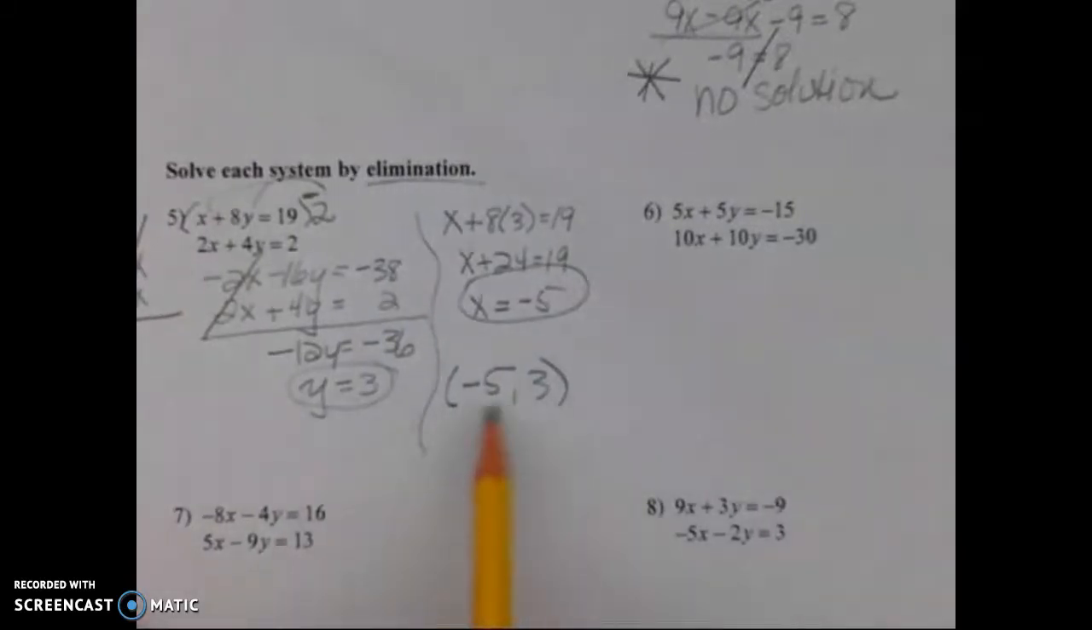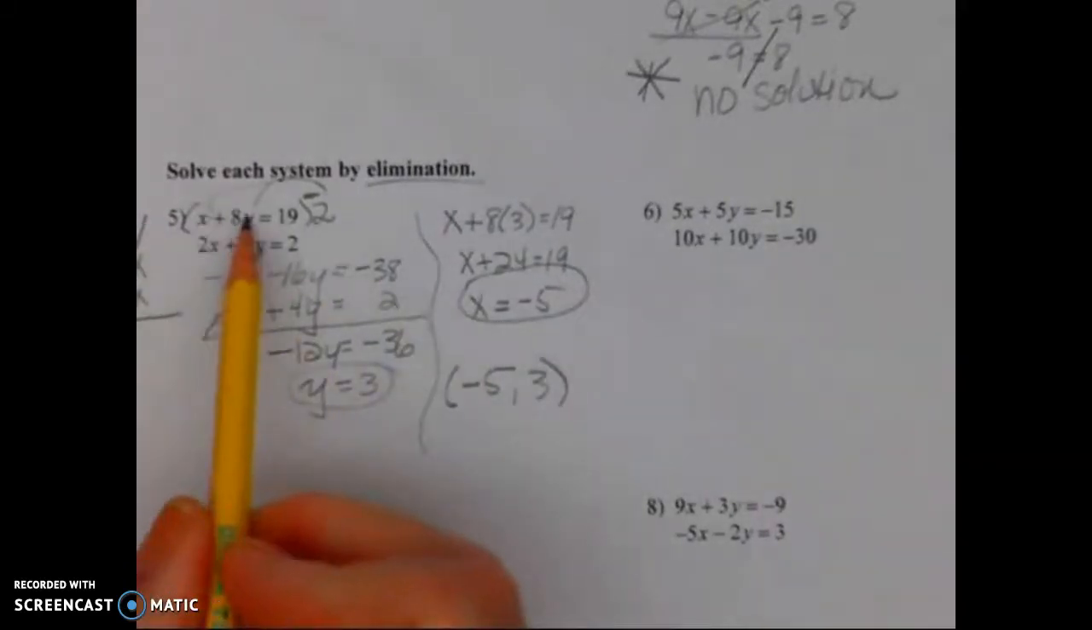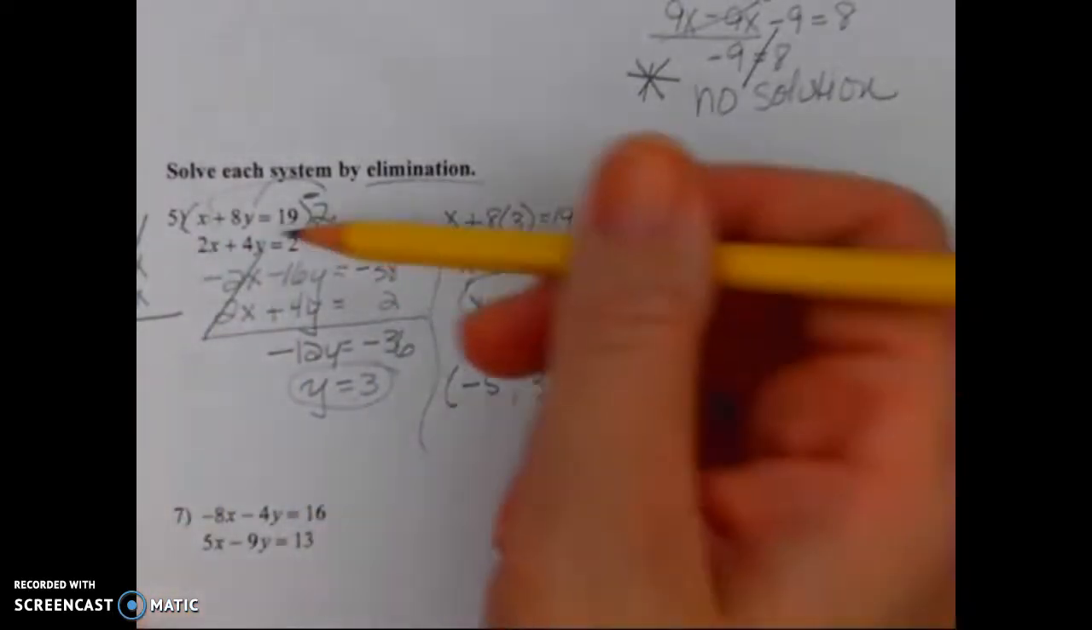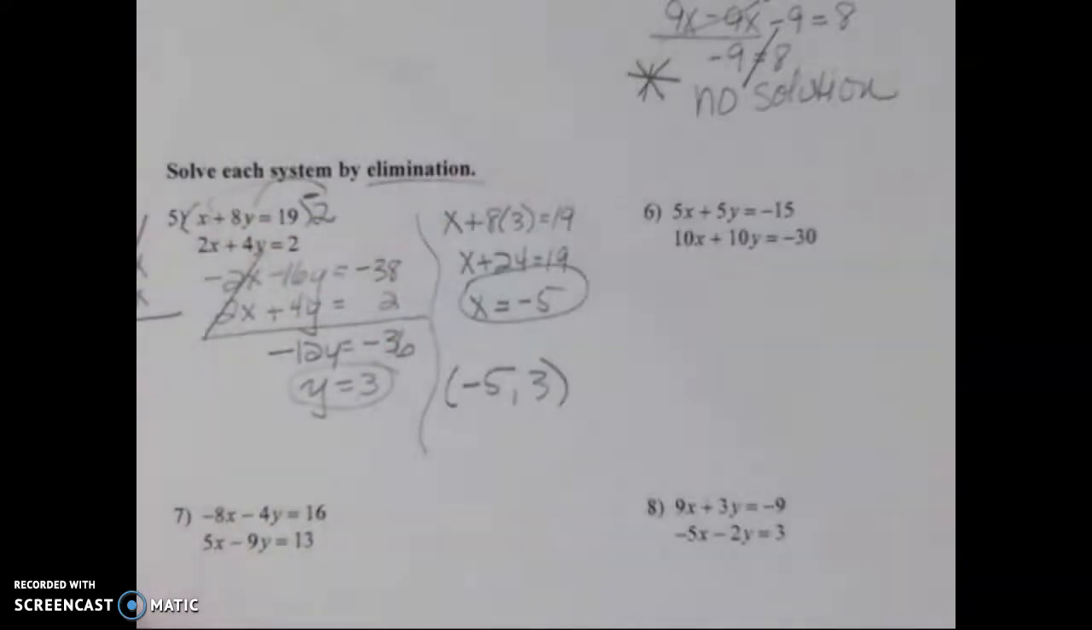So this means that I can take my -5 and 3, substitute it into the x and y values here. The first equation will be true. Do the same thing for the second, and the second equation will be true. This is the elimination method.